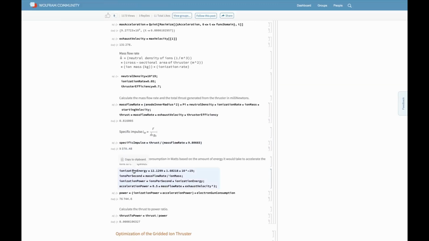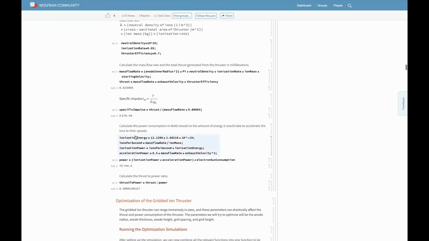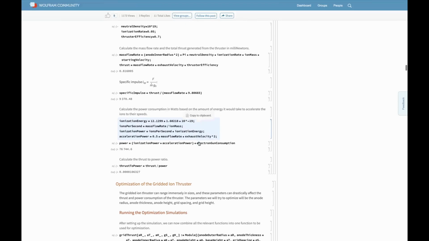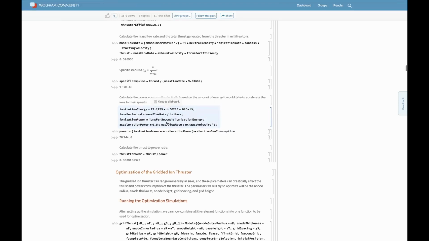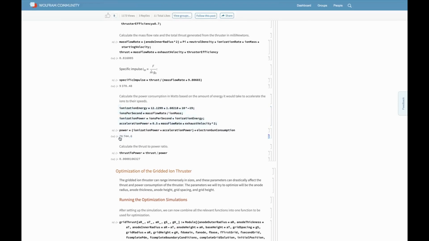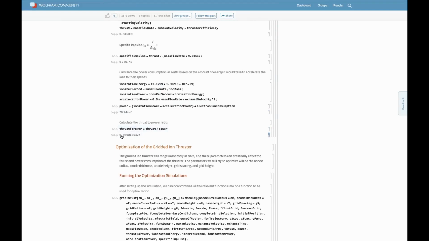And through that we're able to also calculate the power consumption, which is just the ionization energy, the energy it requires to ionize a singular ion, multiplied by the number of ions per second that are being shot out, which is the mass flow rate divided by the ion mass. We get the ionization power by multiplying the two together. And through that, we're able to see it's consuming 76,000 watts. It takes 76,000 watts to operate this ion thruster, and we're then able to calculate the thrust to power consumption ratio.